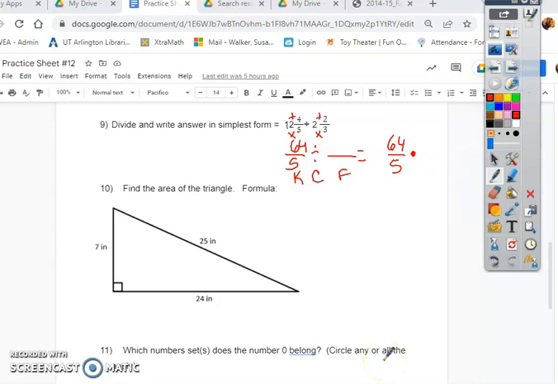Okay, number 10. Find the area of a triangle. So we've already done this one, right? A equals half BH. You're going to do this. I'm going to tell you this is not the height. Remember, the height has to have the right angle. You need to do this one. You get it. Whatever you get, it's inches squared for the answer. Okay.